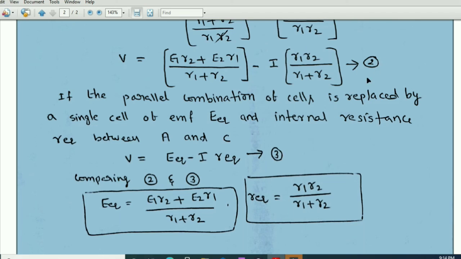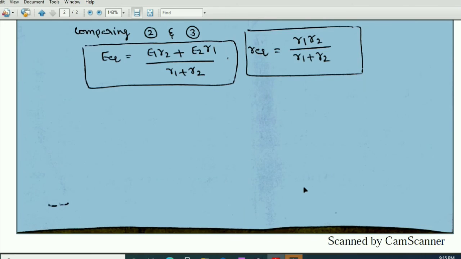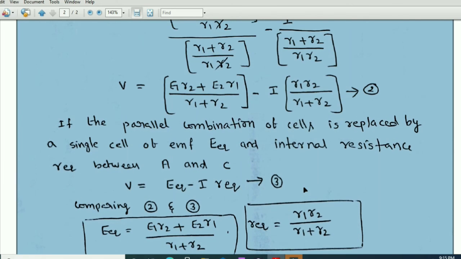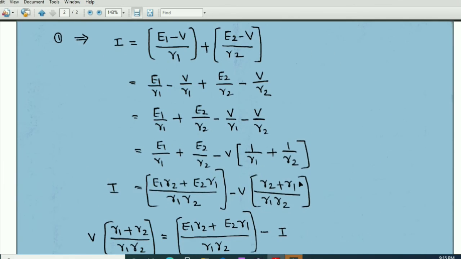Now if you compare the second equation and the third equation, in place of Eeq we have (E1 R2 + E2 R1)/(R1 + R2). This is the equivalent EMF when the two cells are connected in parallel. Similarly Req, the equivalent internal resistance, is equal to R1 R2/(R1 + R2). So these are the expressions for equivalent EMF and equivalent internal resistance when the two cells are connected in parallel. This is the parallel combination of cells.